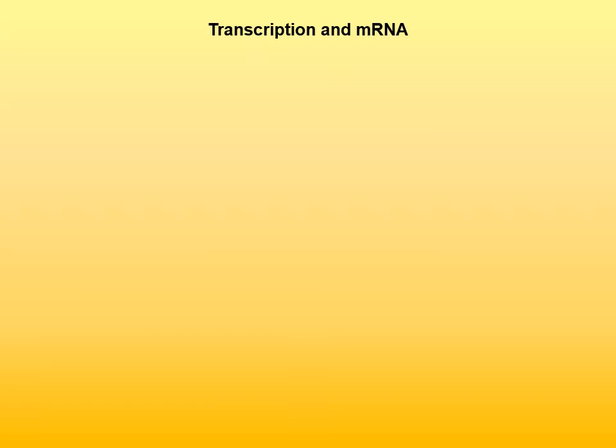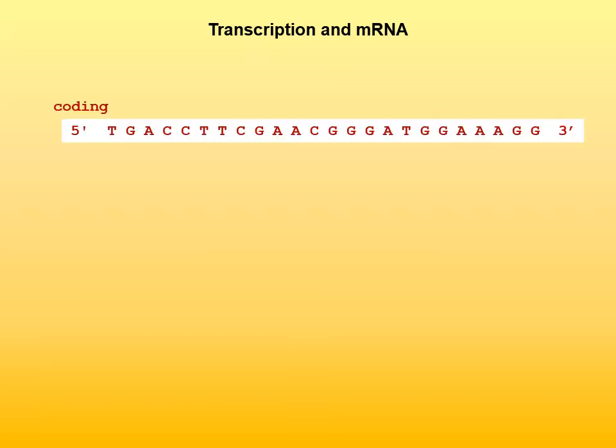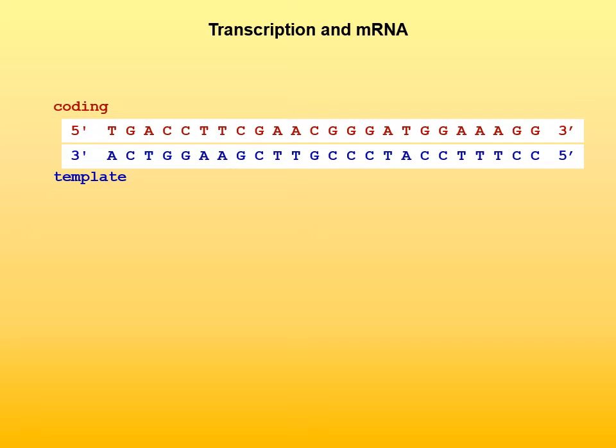And here is a short sequence of double-stranded DNA. The top strand, shown here in red, is the coding strand. The bottom strand, shown in blue, is the template strand. It's also called minus strand or the sense strand. This strand is a template for synthesis or copying of DNA into messenger RNA. Enzyme RNA polymerase synthesizes messenger RNA.